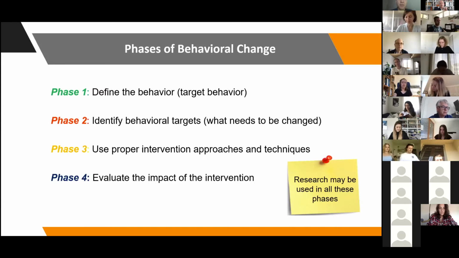I will give you an example. Let's say that the behavior has to do with organ donation, and you identify that the reason why people are not expressing their will to donate organs is because they lack knowledge or have a poor attitude. Then if you want to change the attitude, you have to use a proper approach and technique to change the attitude. That would be the third phase of the behavioral change process.